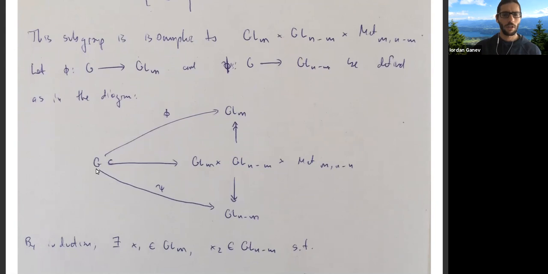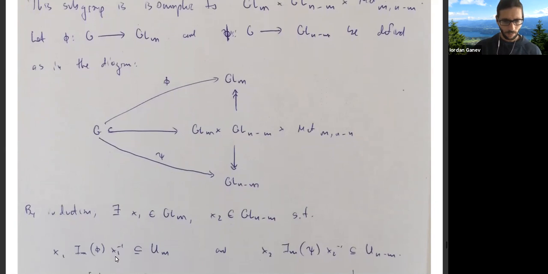So we don't look at G itself because it won't necessarily embed inside of GL_M and GL_{N minus M}, but its image is just some subgroup. So we can conjugate that image inside of GL_M so that it lands inside of U_M. And we can conjugate the image of psi so that it lands inside of U_{N minus M}.